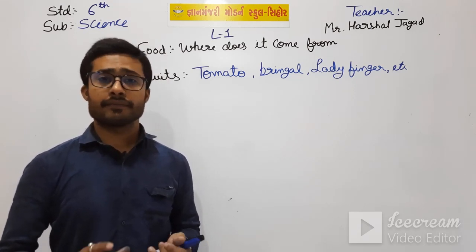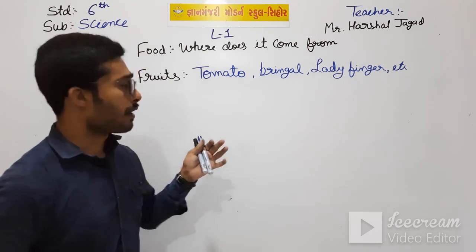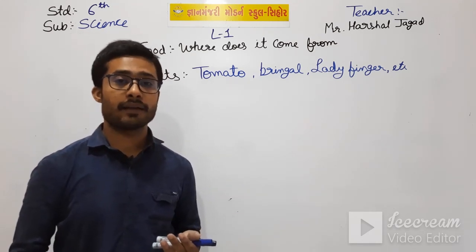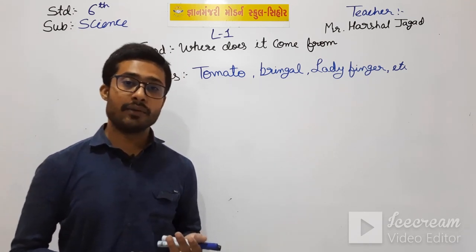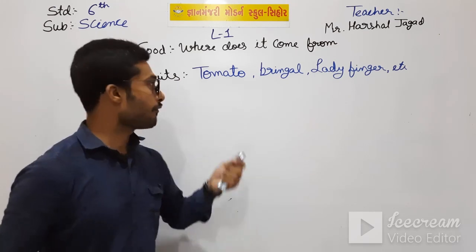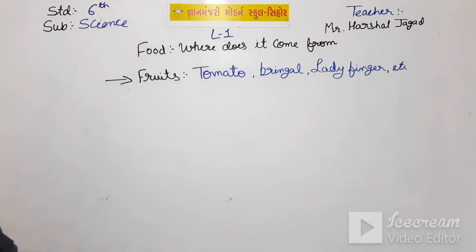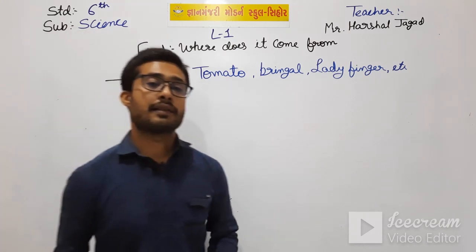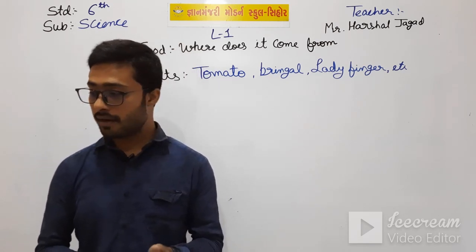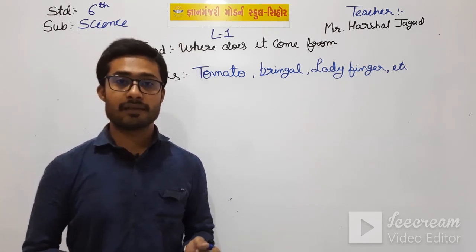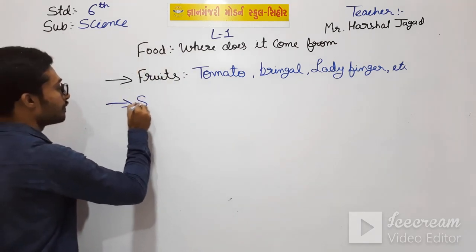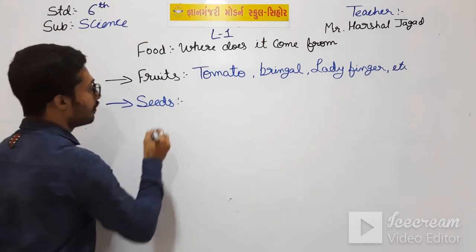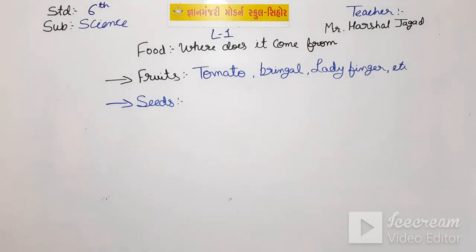Okay students, now what we have seen in this food from plants: first we have seen roots, then stems, leaves, then flowers and fruits. Okay, now we will see seeds. The seeds which we get from the plants are mung and all the pulses. Okay, let me write an example of it.